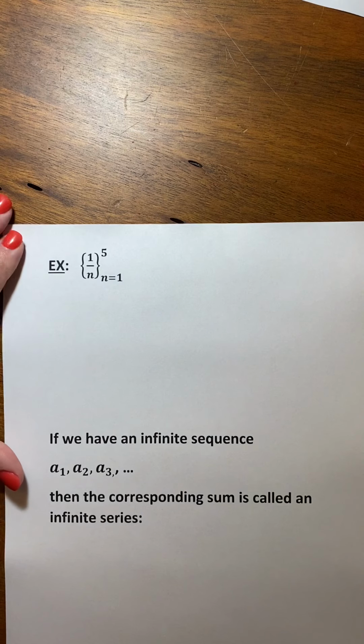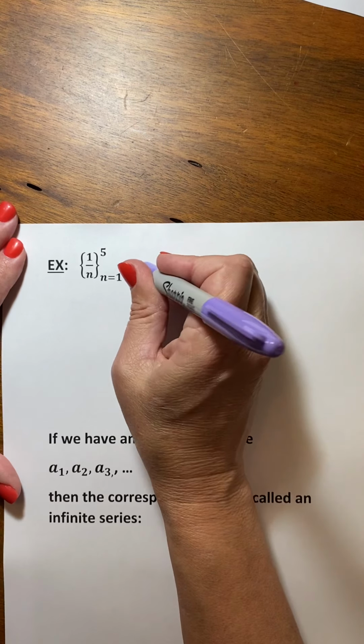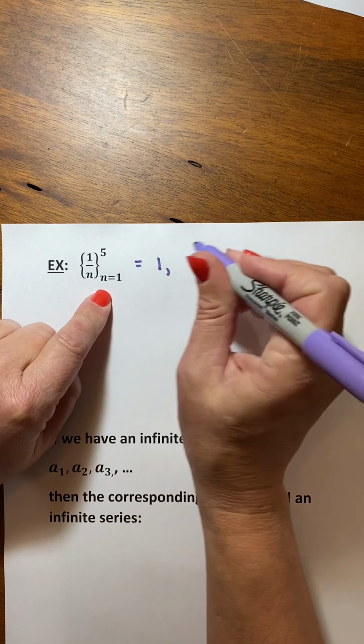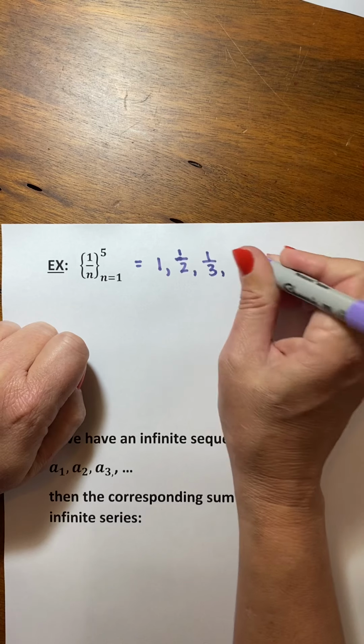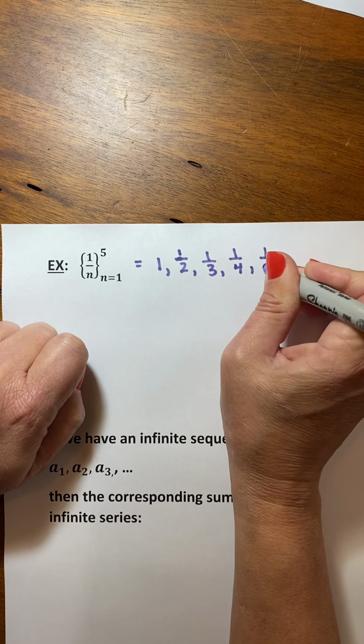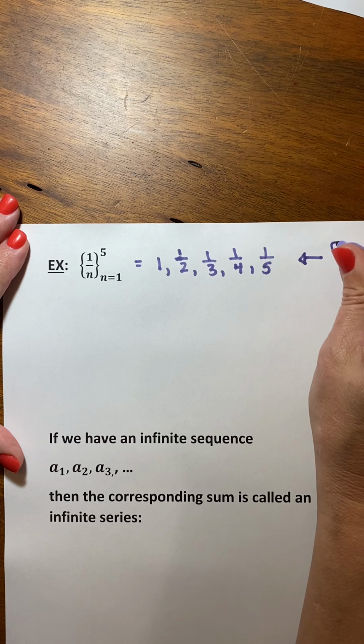So let's look at 1 over n, from n equals 1 to 5. If n is 1, it would be at 1. If n is 2, it would be at 1/2. If n is 3, it would be at 1/3, then 1/4. Now we're only going up to 5, so this is a sequence, a finite sequence.